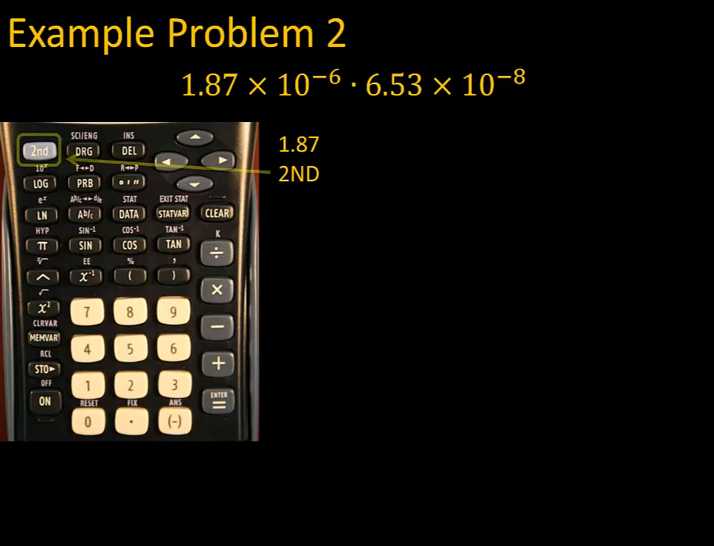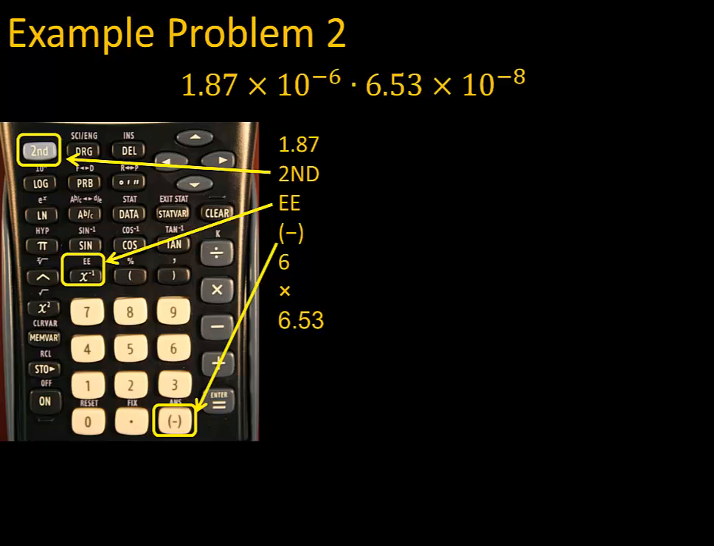1.87, second, EE. Now the next thing coming is the exponent on the 10, but it's a negative exponent, so we have to use that little minus sign wrapped in parentheses down there. That's how we do our negative exponents. And then the 6. We want to multiply that by 6.53, second, EE, minus sign wrapped in parentheses again, 8.